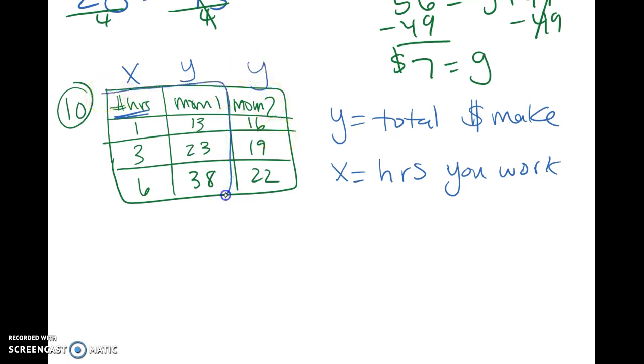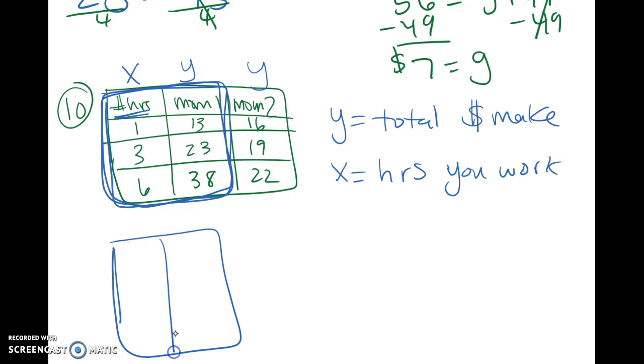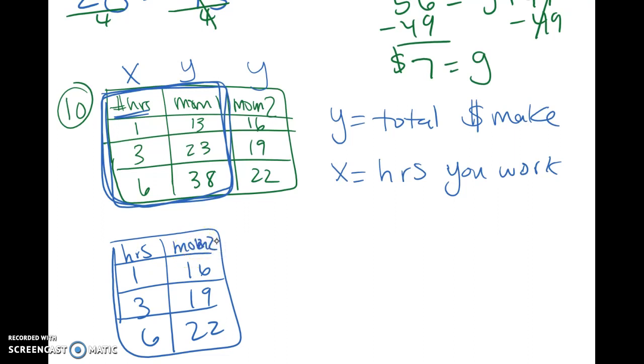So if I made two separate T-charts, wouldn't this be one T-chart? And then the other T-chart would be 16, 19, 22, 1, 3, 6, where this is hours and this is mom 2. So I have two different T-charts here. Can I write a system of equations with this? Yeah. For both of these, what do I have to find if I'm plugging this into y equals mx plus b? The slope, right? I have to be able to find that slope.